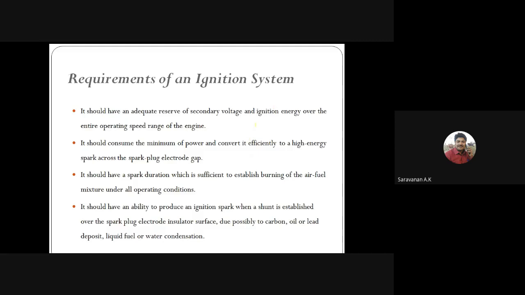So what are the ignition requirements? First, it has to provide secondary voltage and ignition energy for the different speeds and the speed range of the engine. It will consume minimum power and convert it into a high energy spark, with a spark duration sufficient to burn the fuel-air mixture in all operating conditions, and it must be able to produce the ignition spark at any starting condition.